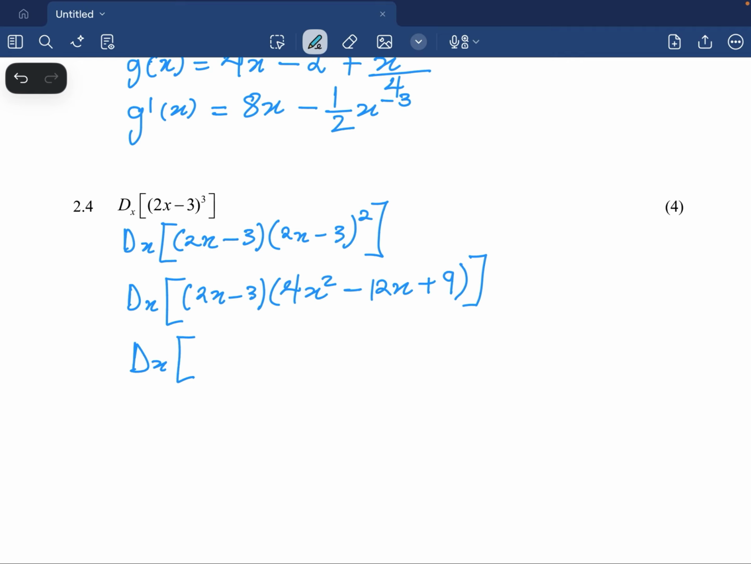Then 2x multiplied by the 4x squared. This is going to be an 8x cubed. Then 2x multiplied by the negative 12x. This is going to be a minus 24x squared. Then 2x multiplied by the 9 is going to be a positive 18x. Then negative 3 times 4x squared. This is going to be a negative 12x squared.